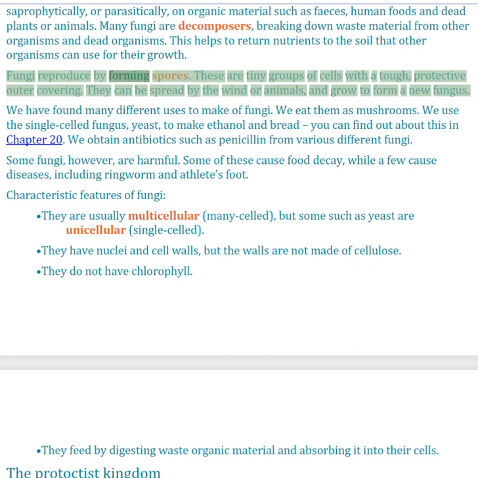Fungi reproduce by forming spores. These are tiny groups of cells with a tough, protective outer covering. They can be spread by the wind or animals, and grow to form a new fungus.